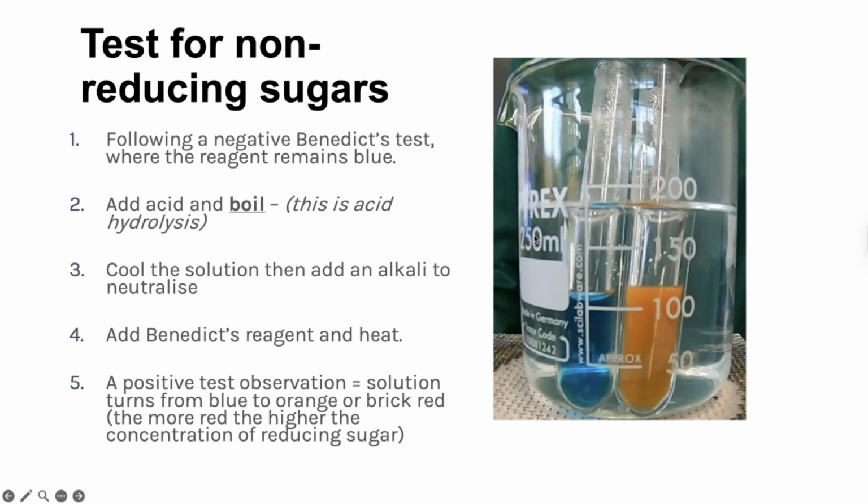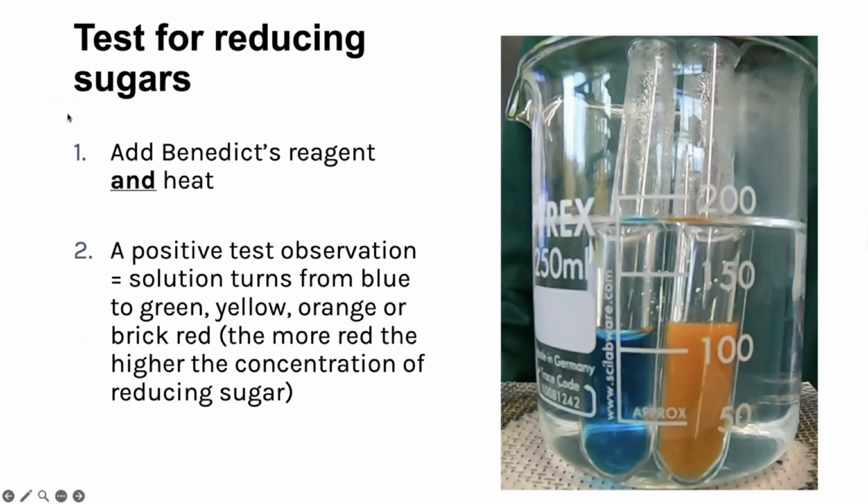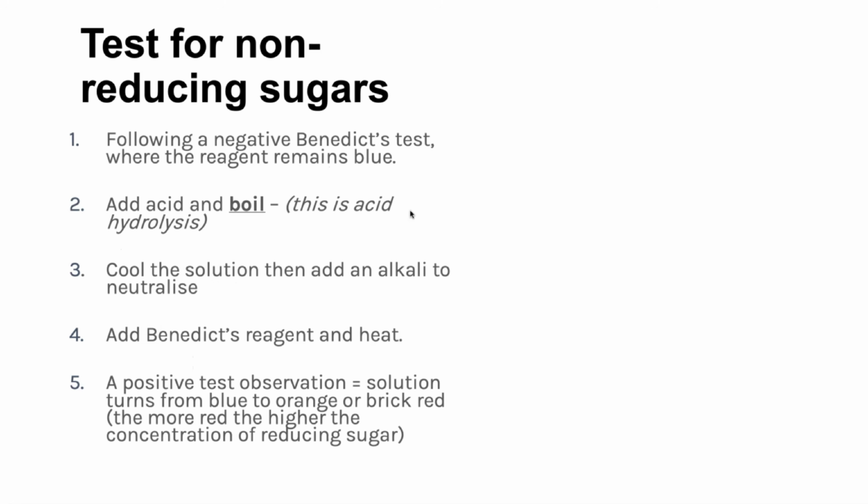The non-reducing sugars, which is only sucrose. The reducing sugars is all of the monosaccharides, all of the disaccharides except sucrose. You don't need to learn about why that is the case. You just need to know that sucrose is the only sugar that you learn that is non-reducing, which basically means it can't reduce the copper sulfate in Benedict's reagent.